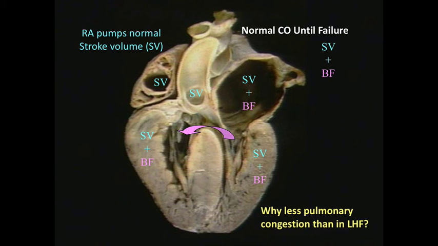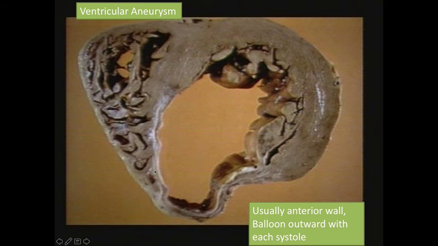So of course, there's less pulmonary congestion here because the blood's not backing up, not until the heart completely fails. The blood's not backing up into the lungs. Instead, it's going this way. So you'll see less pulmonary congestion than you would in left heart failure, at least initially.